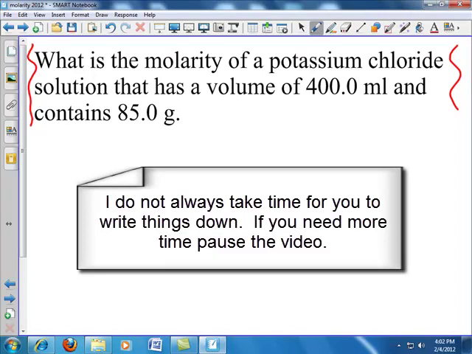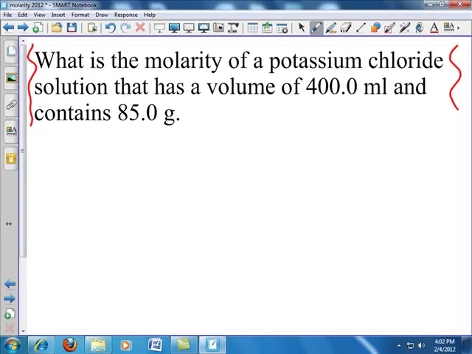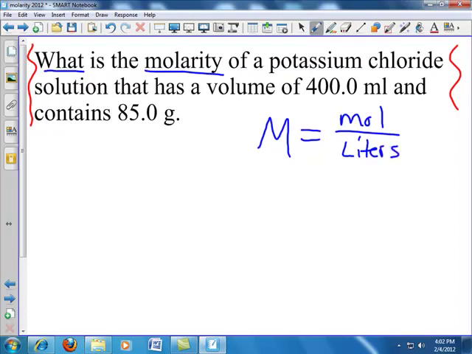Now, there's a lot going on in this particular problem. The first thing is I want to know what is the molarity. So I write down my molarity equation. Molarity is moles divided by liters. Okay, then I realize, well, I don't have moles. What I have is grams of potassium chloride.